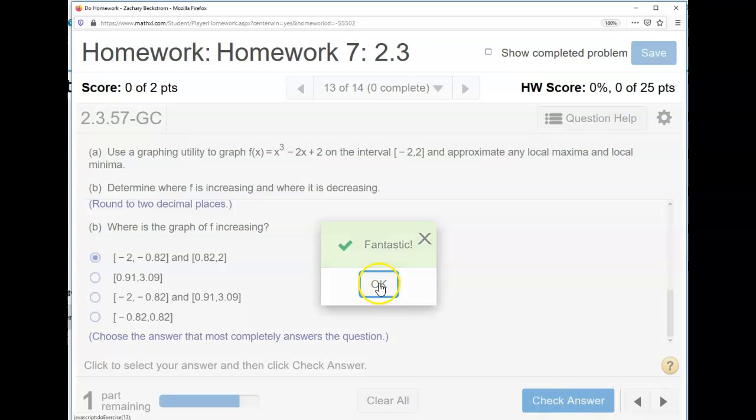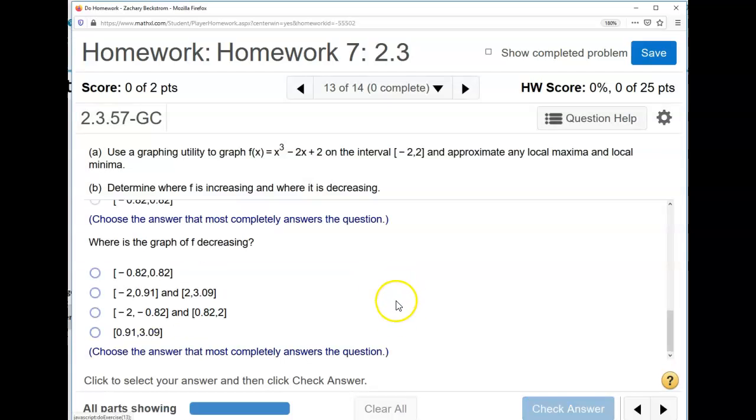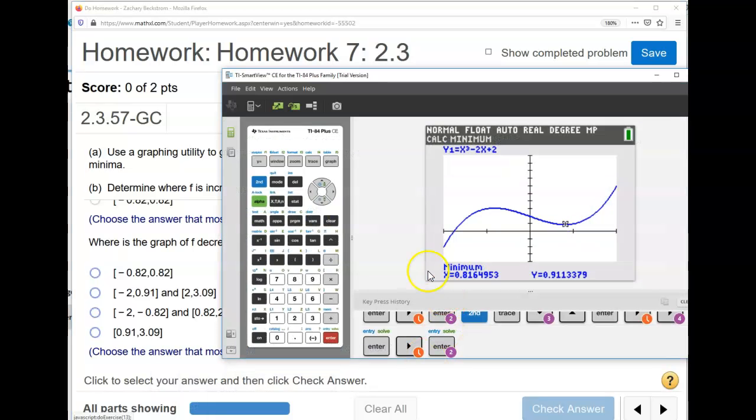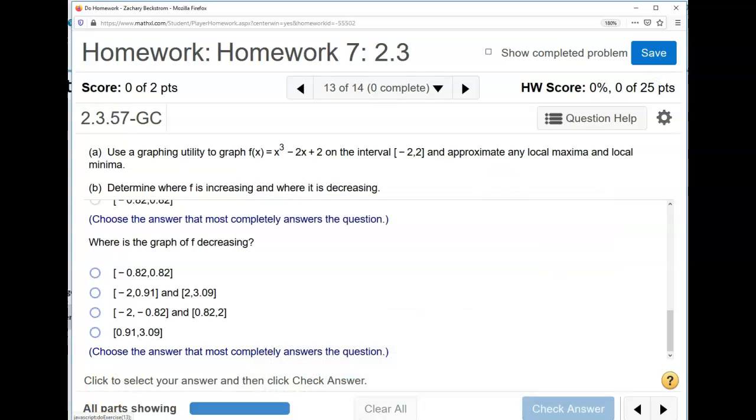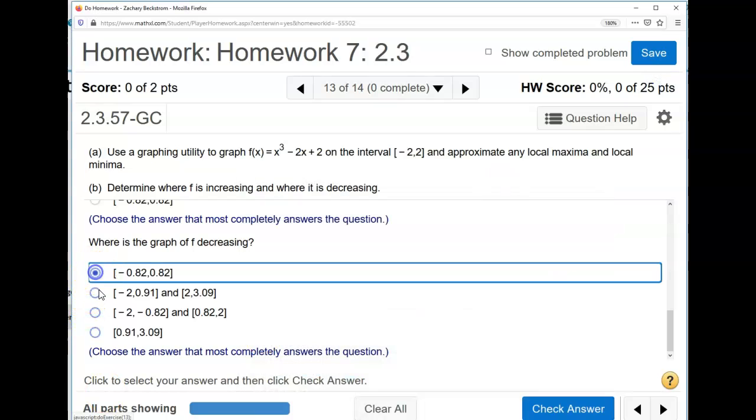Check that answer. There we go. And where is the graph decreasing? Well, it's decreasing pretty much everywhere it's not increasing, right? Unless we have a flat horizontal line, it's going to either be increasing or decreasing. So it's going to be decreasing from that -0.82, looks like, to that +0.82, because as we're going from left to the right, the y values are going down. They're getting less and less. So that's just going to be negative 0.82 to positive 0.82.